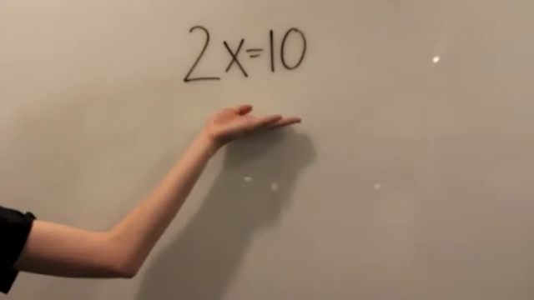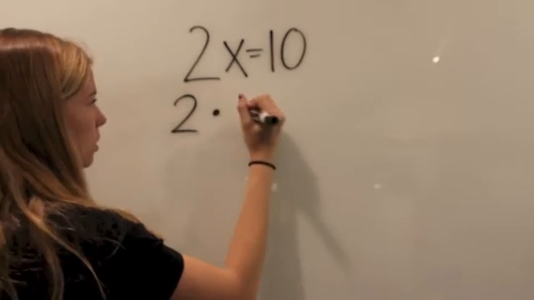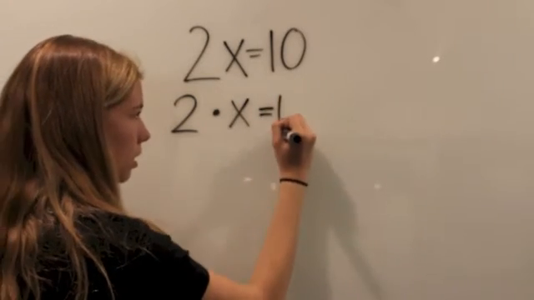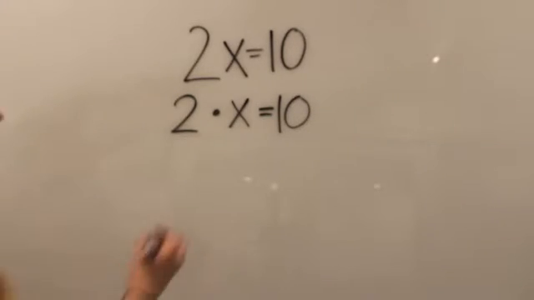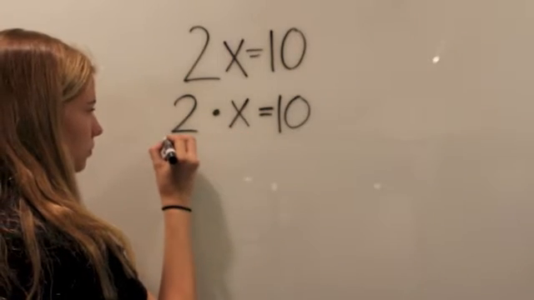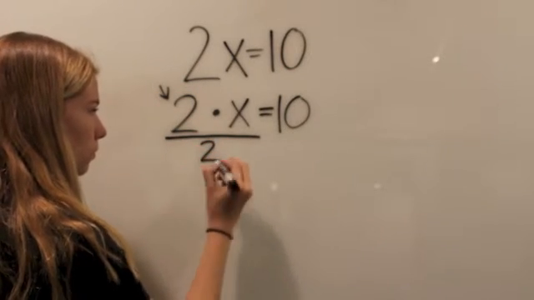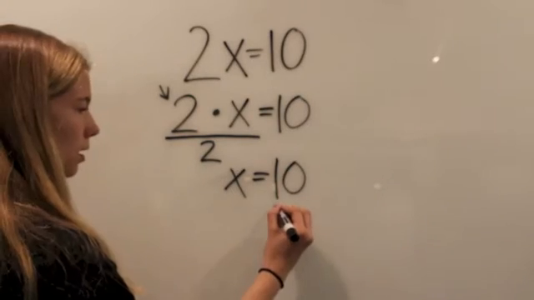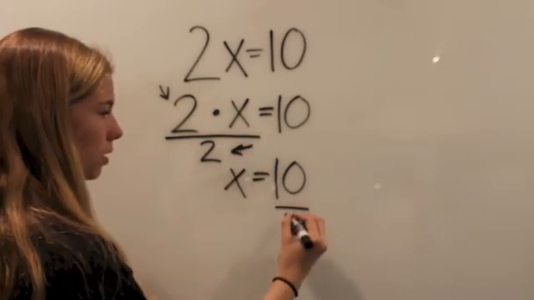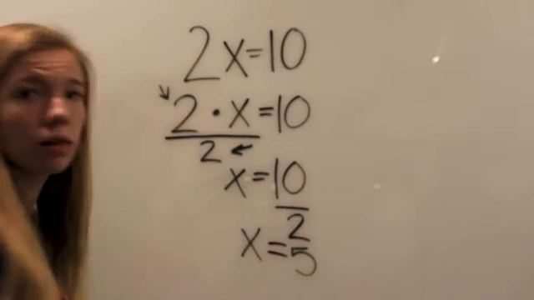Our second equation is 2x equals 10. Another way to write 2x is 2 times x. Because the opposite of multiplying is dividing, we're going to look at 2x, or 2 times x, and divide it by 2. Because we divided by 2 on one side of the equation, the 2's will cancel out, giving us x equals 10. And because we divided by 2 on one side of the equation, we have to do it on the other side. And 10 divided by 2 gives us x equals 5.